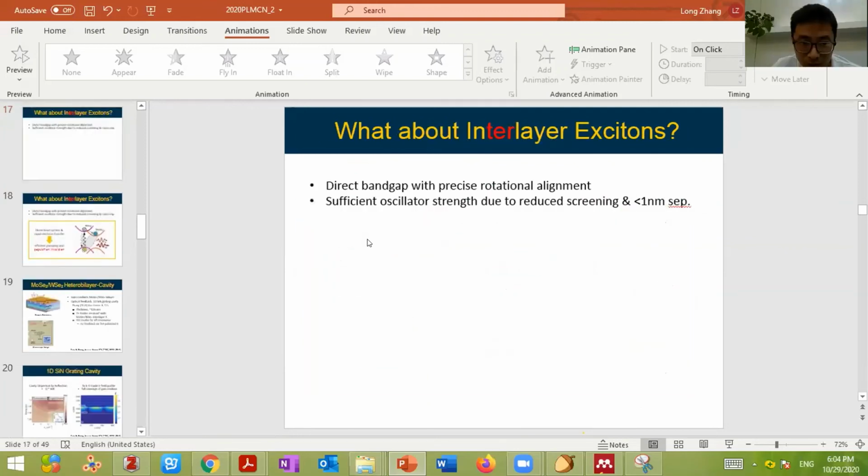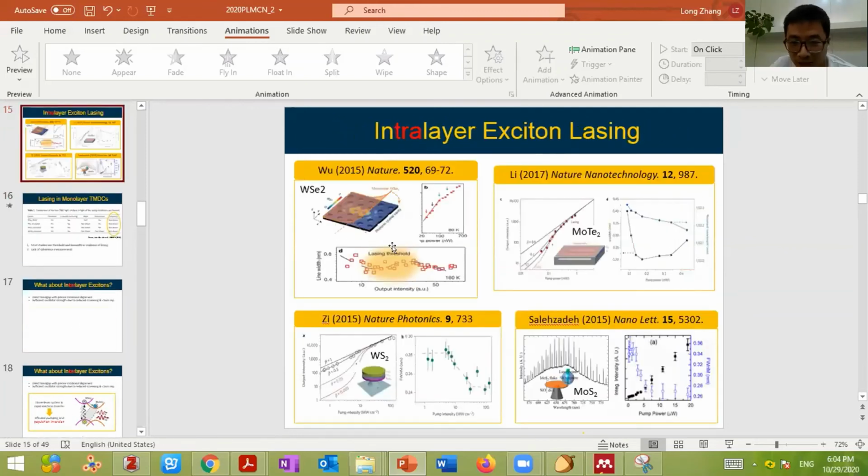So to be honest, we don't know why the monolayer in those cavities can show lasing, because we work on monolayer with cavity. Usually we get strong coupling. Then because of the strong coupling, the lifetime of the polariton is limited by the exciton. So our understanding is that those results should be in the strong coupling region. Anyway, we don't know why.